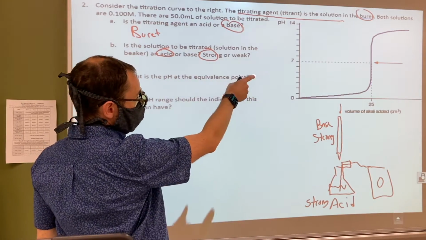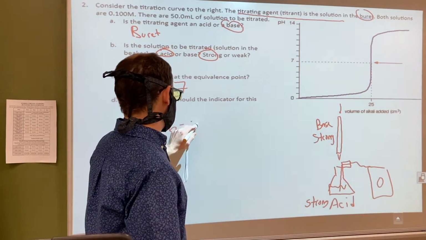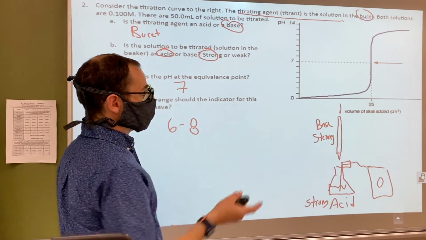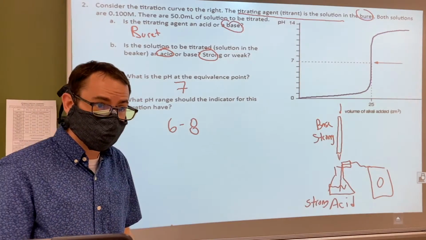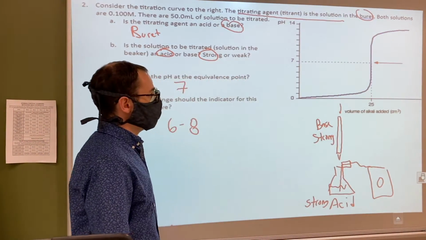What's the pH at the equivalence point? This one happens to be 7 as well. pH range, again, you could do something like 6 through 8. So this is kind of the opposite. It's exactly the opposite, right? It's starting out low and then it's going to end up high, all right?